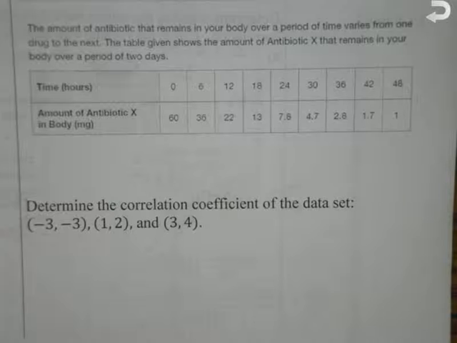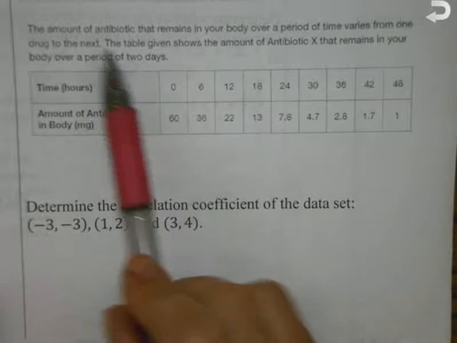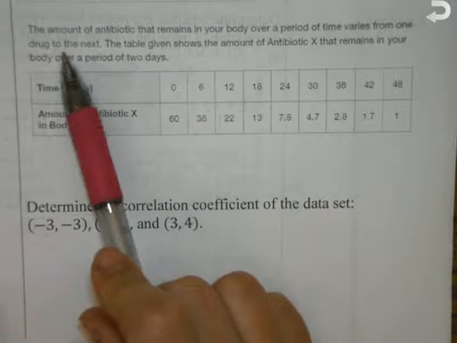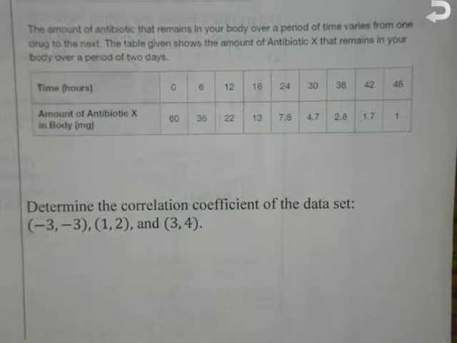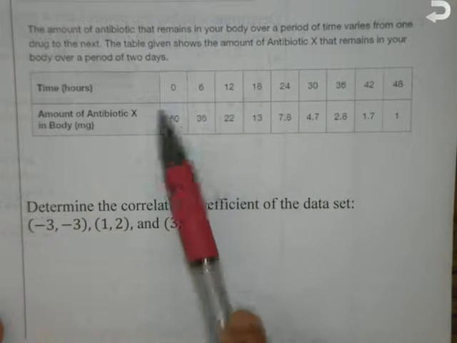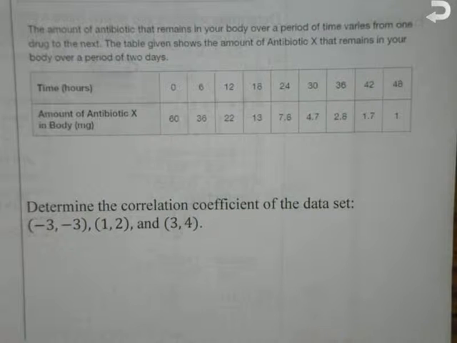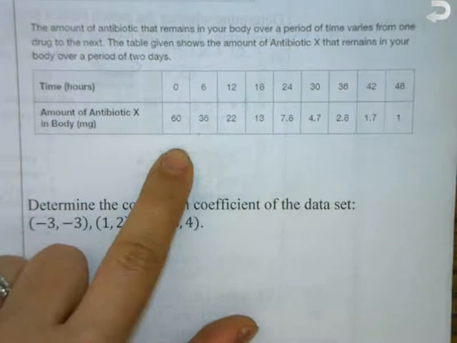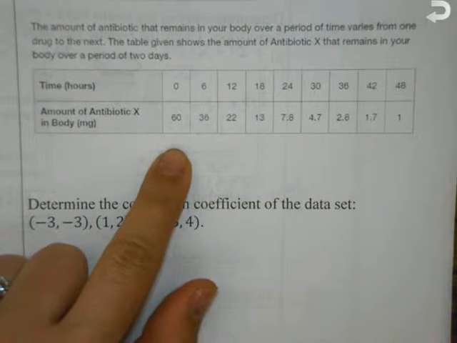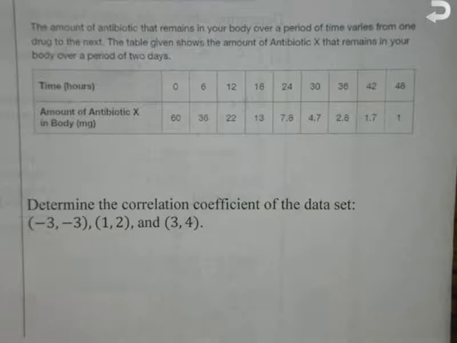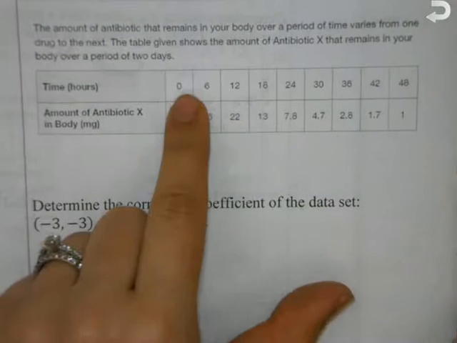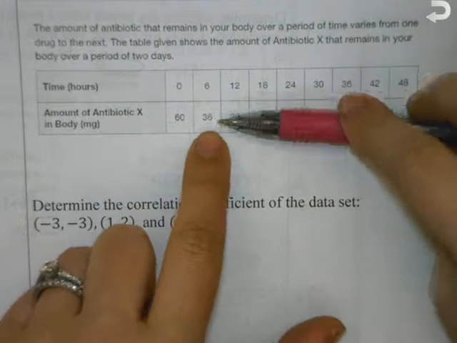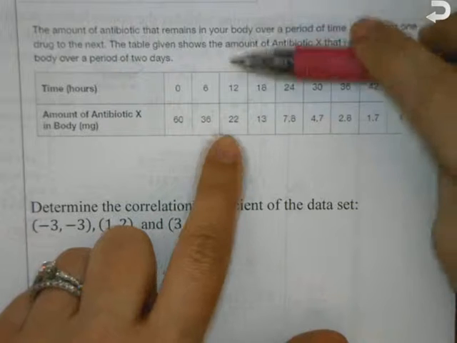So I'm giving you another chart that tells you the amount of an antibiotic that remains in your body over a period of time, which varies from one drug to the next. So I'm giving you some kind of antibiotic, and I'm telling you how much of the antibiotic is in your system at a certain time. When I give it to you, you get 60 milligrams of that antibiotic. They give you a shot, and there's 60 milligrams in your system. After 6 hours, there's only 36 milligrams left. After 12 hours, there's 22 milligrams left.